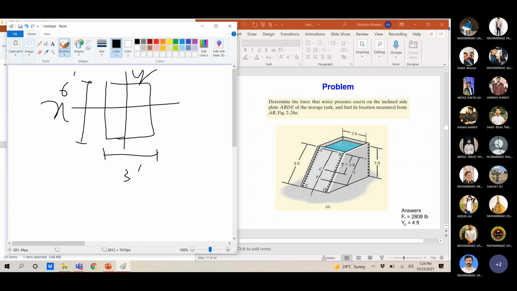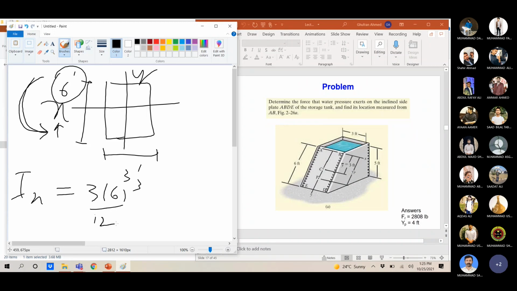If I ask to find the moment of inertia about the x-axis, the rotation about the x-axis would be in this plane. So you will take the cube of 6 feet, that is 3 times 6 cube by 12. And if I say find the moment of inertia about the y-axis, the y-axis rotation would be in this plane, so the base would be 3 feet here. So we take the cube of 3 feet, 6 times 3 cube by 12.